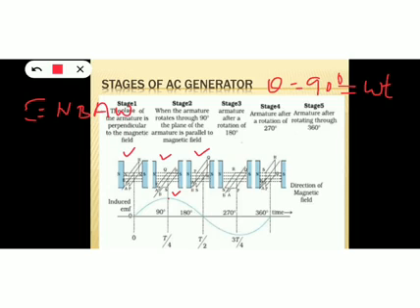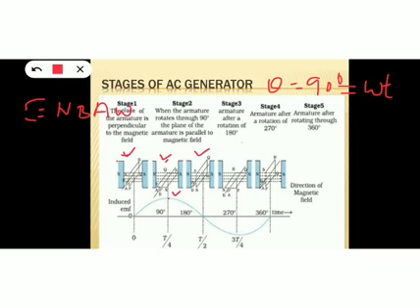So there is a change in magnetic flux from maximum to minimum. But at the same time, the induced EMF is changing from minimum to maximum. Okay, so don't get confused between the variation of flux and induced EMF. Now consider stage 3.